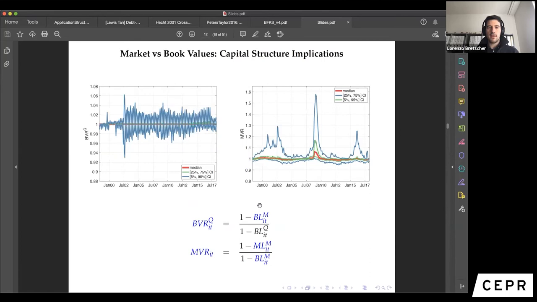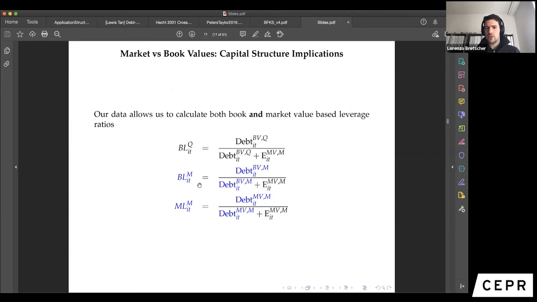So on the left, I plot this ratio that speaks to the sampling frequency. And we take 1 minus these leverage definitions, because quite a few firms have very low leverages, and then these things tend to explode if you have very small numbers in the denominator. So it's just a simple transformation. And what we see is that at every quarter, the first and the second leverage definitions coincide by construction.